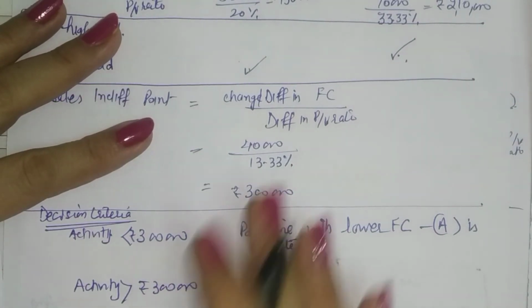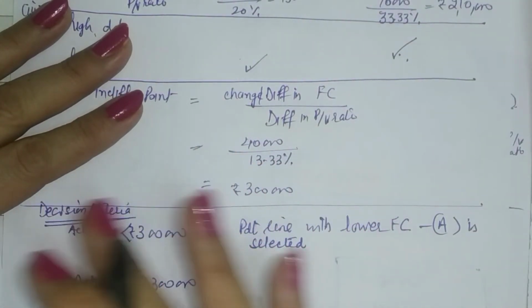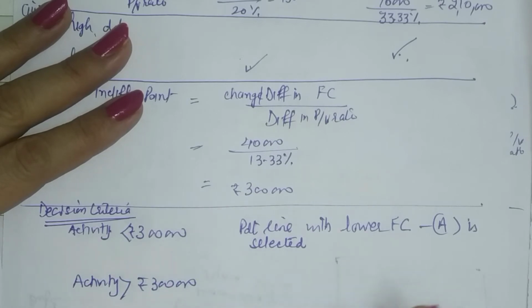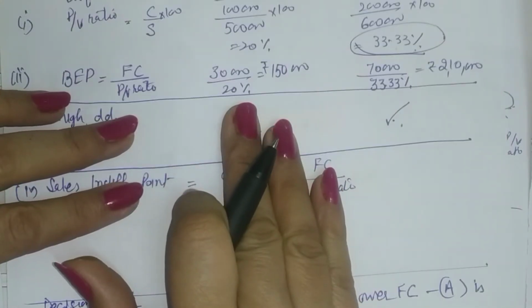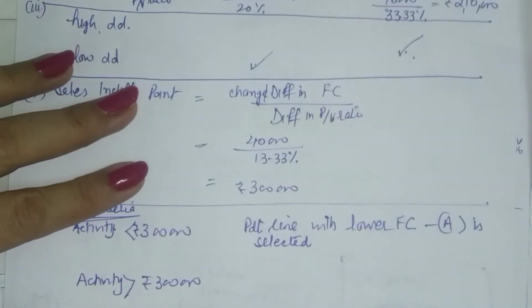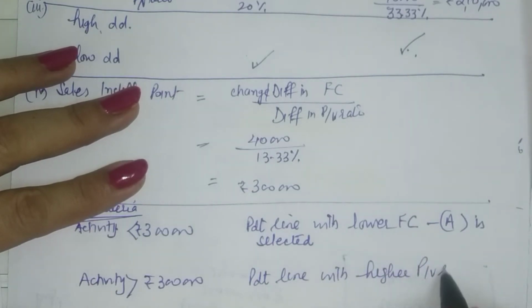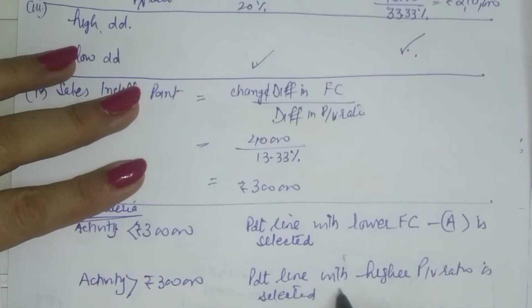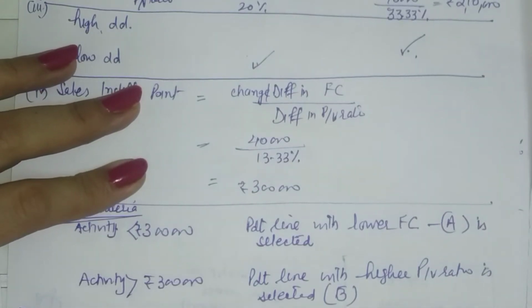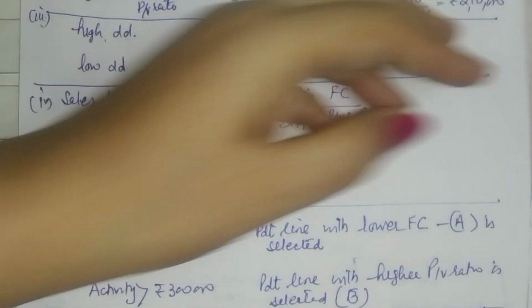So now, if you go beyond this, you have already covered the cost, you are at the profit level and profit is the same. So every additional sale will contribute here 20% for A line and 33.3% for product line B, which implies that we should choose a product line with higher PV ratio. Okay. So now you will be selecting B. So this is how we base our decisions on sales indifference point or profit indifference point.